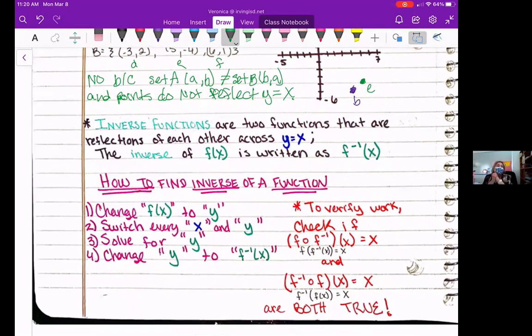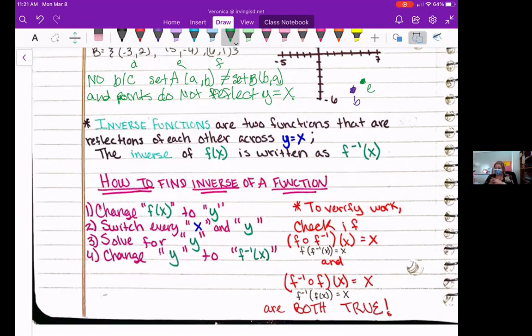All right, so step 1. You're going to change f of x or g of x or whatever of x to y. Then we're going to switch x's and y's, and we can see why, right? Because in order for them to be inverses, the points have to be able to flip. So that's literally all we're doing, we're going to flip x and y. Then we're going to solve for y, and then change y back to the inverse notation. So literally, you're just switching and solving for y. That's it.